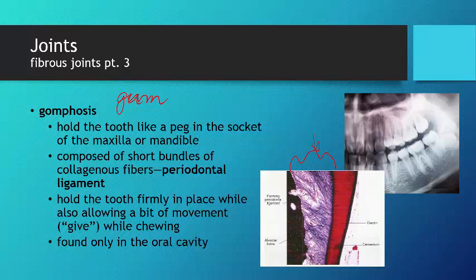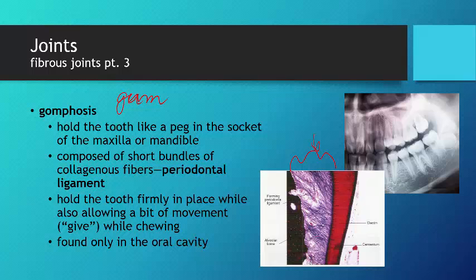So it holds the tooth really firmly in place, but it does allow a little bit of flexing so that you have just a little bit of give in the chewing action. That helps to prevent damage of the tooth too. So what small bit of stretch you can get out of collagenous fiber helps to give a little give to that joint and prevents it from breaking. And again, only found in the oral cavity. That's the only spot where we see gomphoses. All right, so that is the syndesmoses.